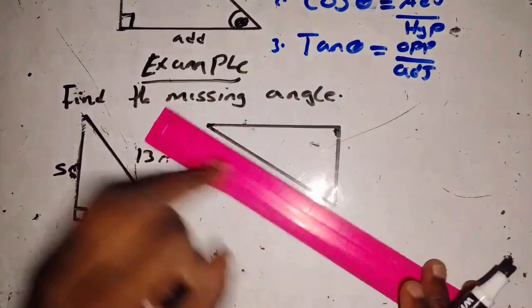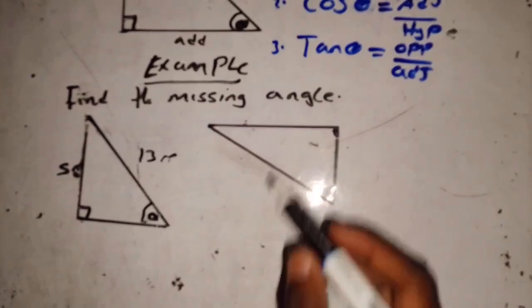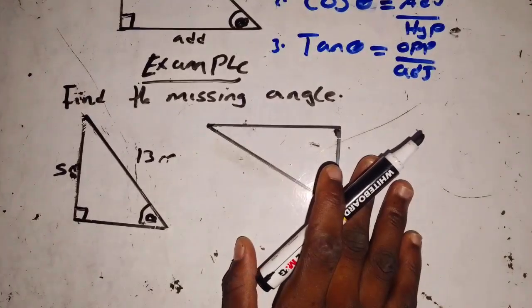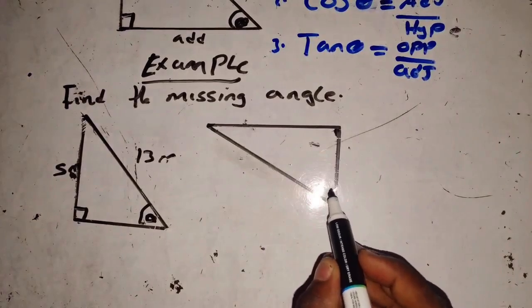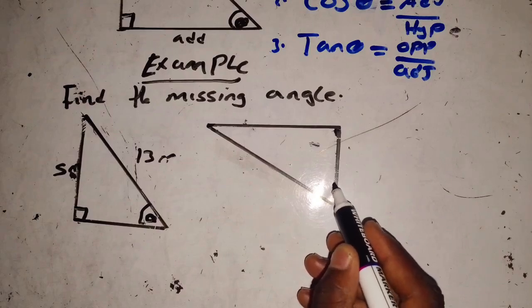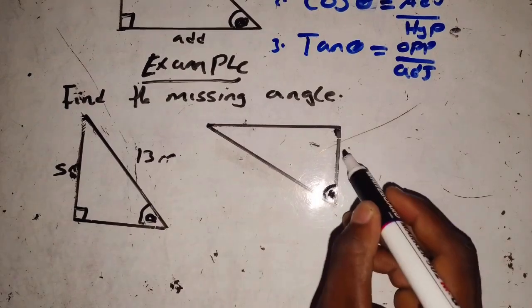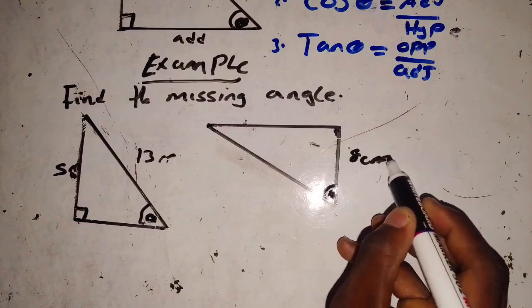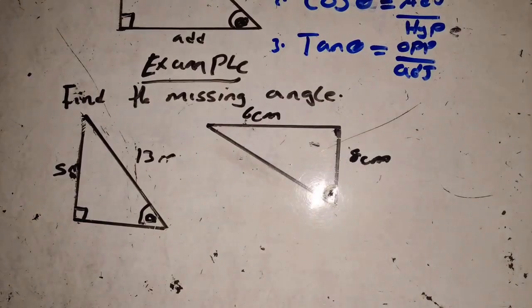So it's like this. This is the other angle. Here we have theta, which is our angle here. Here we have 8 centimeter, we have 6 centimeter. So let's now find the missing angle.